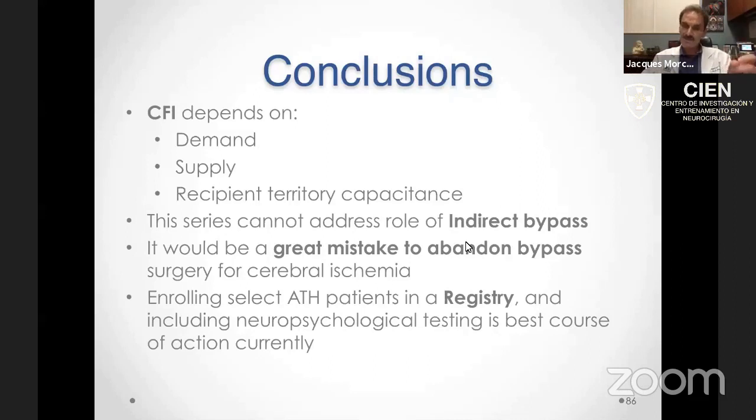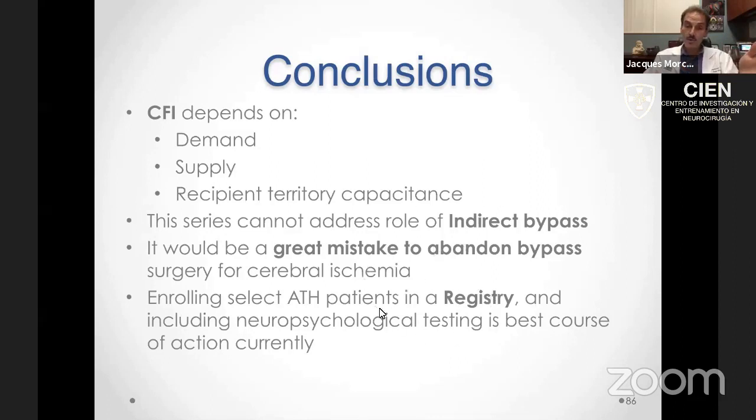It is a great mistake to abandon bypass surgery for ischemia and Moyamoya, particularly since the COSS study was published. You have to analyze in detail, if you're not familiar with it, what were the weaknesses of the study. Even though it is a very important study, it had weaknesses that I don't have time to go over today. They have to do with randomization and external validity versus internal validity.